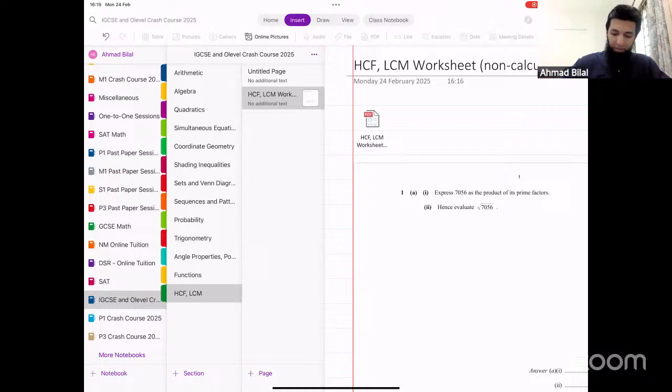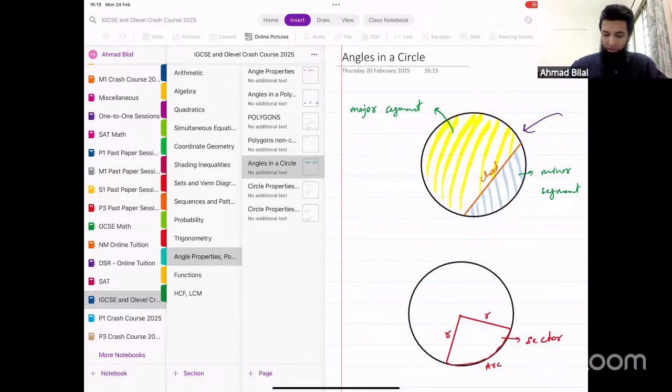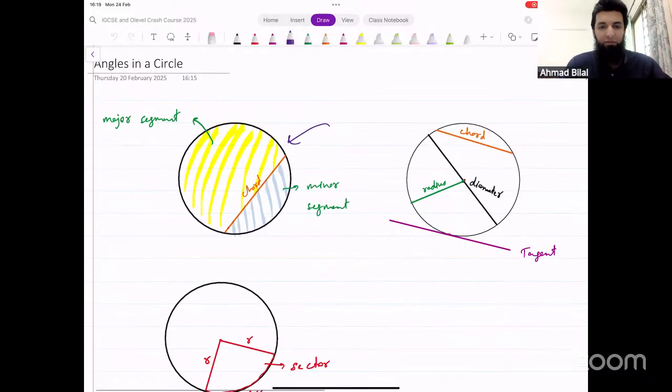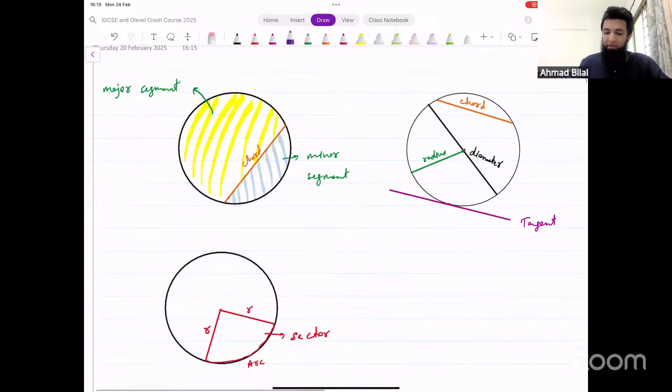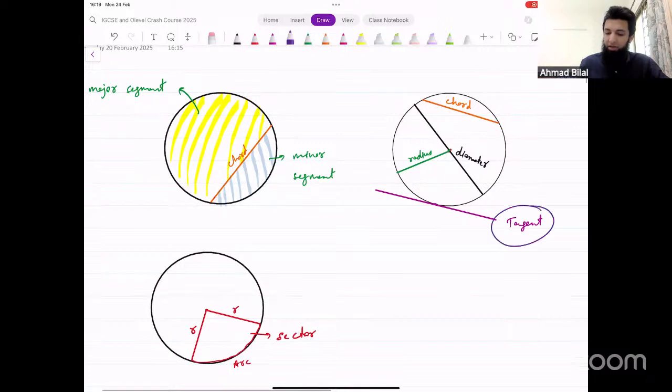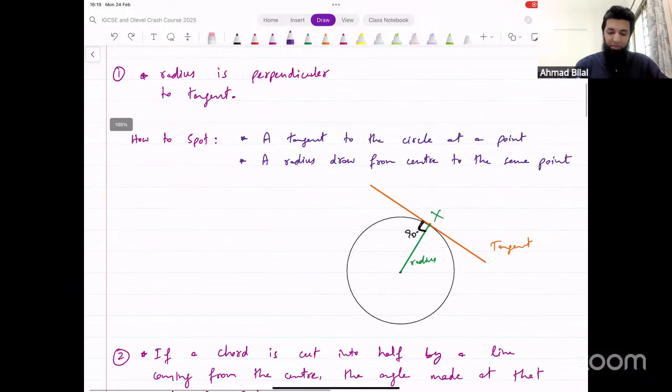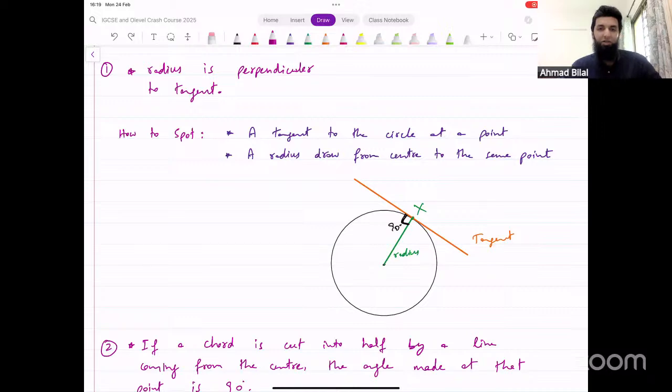Okay, now let me quickly remind you about what we did in the last session. We talked about these angle properties in a circle. So we started with some basic definitions, some terminologies that you need to understand. What a segment is, and then these terminologies: tangent, radius, diameter, chord. You need to know about these. And then there were some properties that we covered, like radius is perpendicular to tangent. We talked about this property.